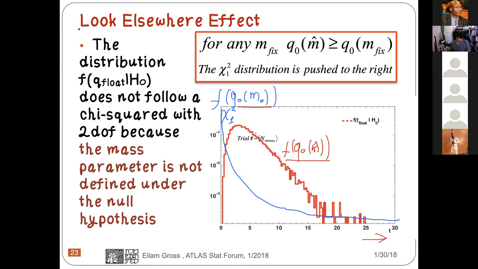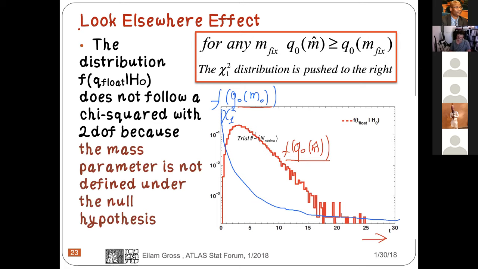So this is the distribution of the floating test statistic. We know the formula for the fixed one, it's a chi-squared with 1 degree of freedom. We don't know the formula for this. But this is the problem. The distribution of Q floating in a mass, given H0, meaning with no signal, given background-only experiments, does not follow a chi-squared with 2 degrees of freedom. It's something between chi-squared with 1 and 2 degrees of freedom, because the mass parameter M is not defined under the null hypothesis.